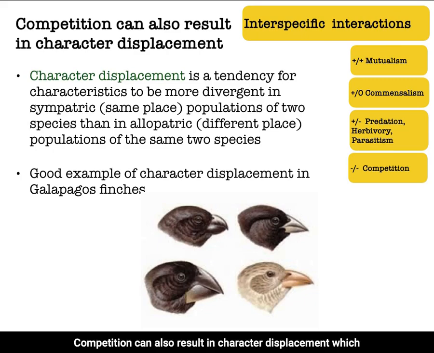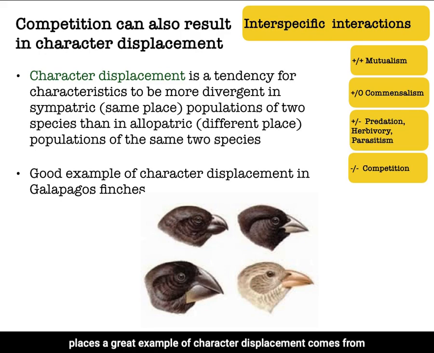Competition can also result in character displacement, which is a tendency for characteristics to be more divergent in sympatric populations of species found in the same place, than in allopatric populations of the same two species, where allopatry refers to the populations found in different places.